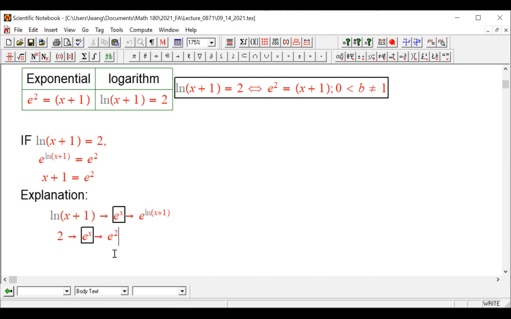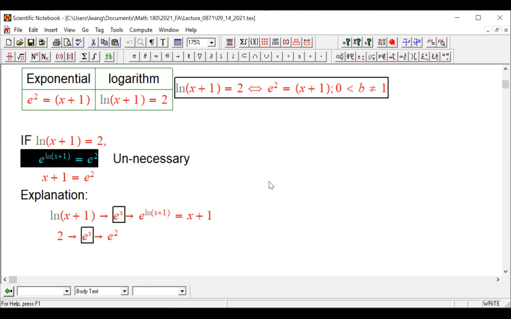So the next step: because this equals x plus 1, and since these two outputs are the same, therefore that. That's why I said it's not necessary. This step is entirely unnecessary. Just go straight here. But nobody can say you're wrong. Let me assure you, nobody can say you're wrong. So let's move forward.